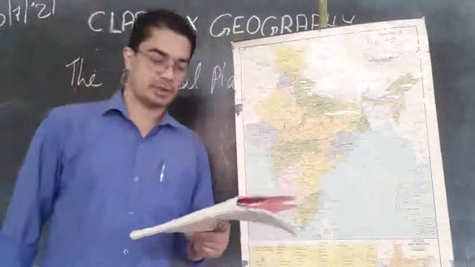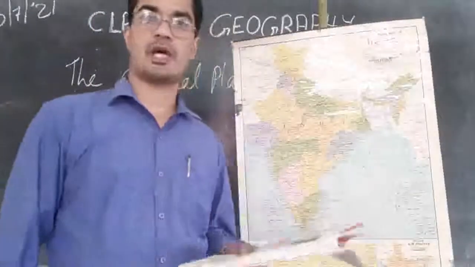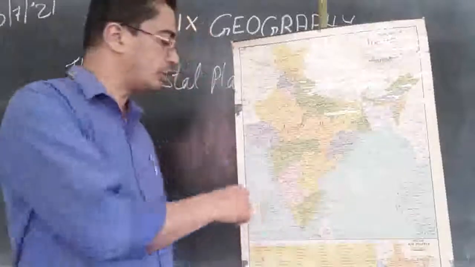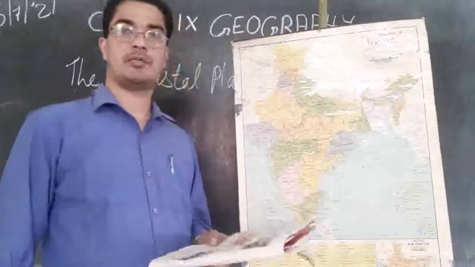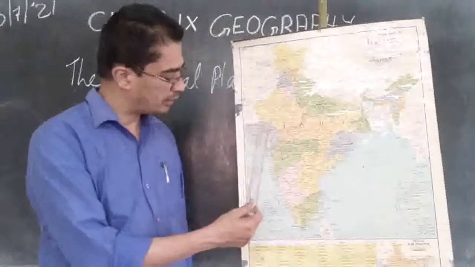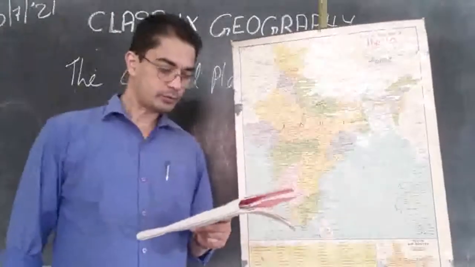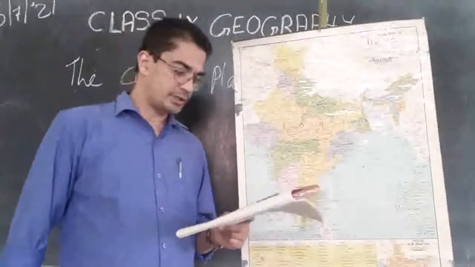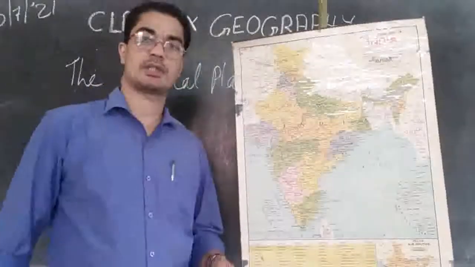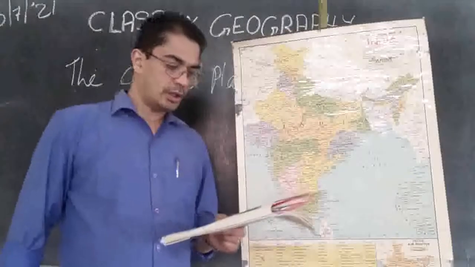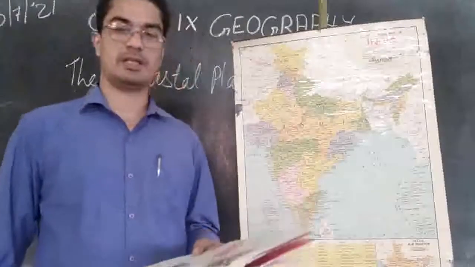So this peninsular plateau is flanked by stretches of narrow coastal strips. Not very broad, but very narrow and very long. The coastal area is running along the Arabian Sea on the west, and the Bay of Bengal on the east. This side is the Bay of Bengal, and this side also there is a coastal plain. The western coast, sandwiched between the Western Ghats and the Arabian Sea, is a narrow plain.